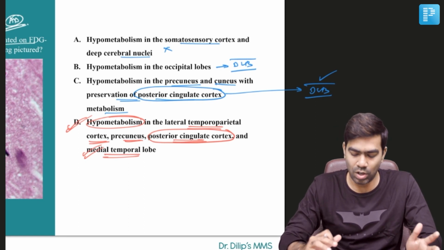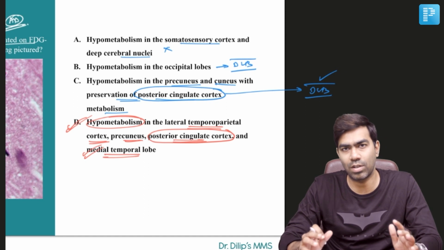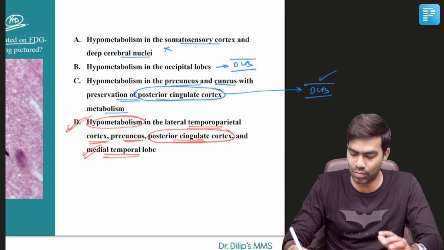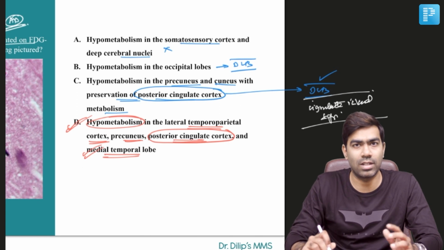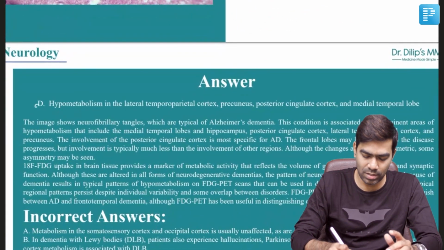And this involvement of precuneus and cuneus with relative sparing of the posterior cingulate cortex is what we call the cingulate island sign. A very pathognomonic sign in FDG PET for the diagnosis of dementia with Lewy bodies. So the right answer for this question is option D.